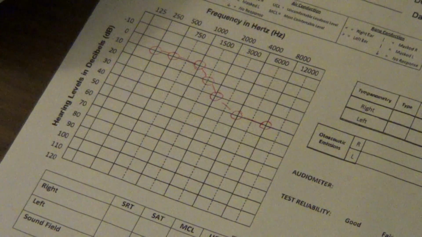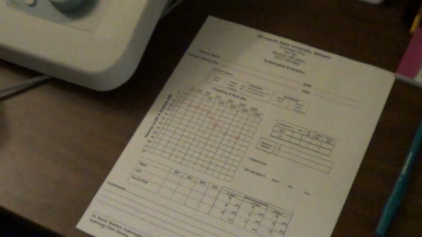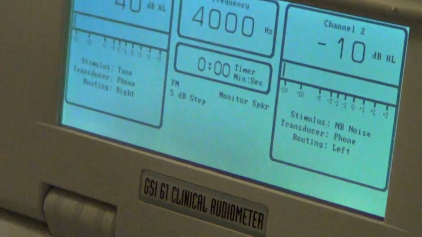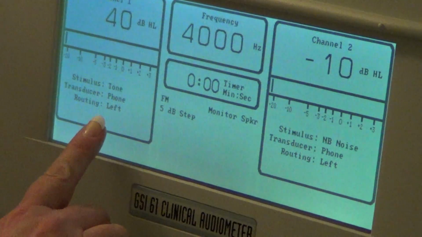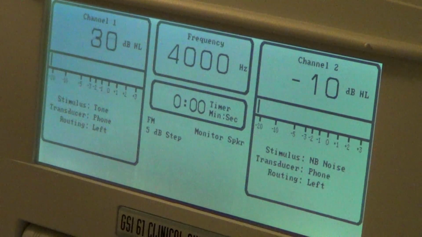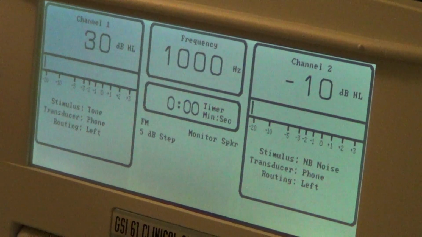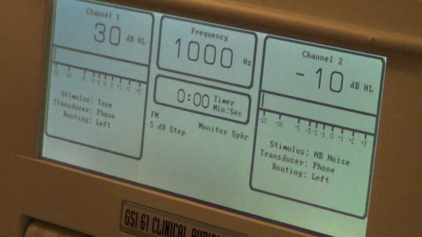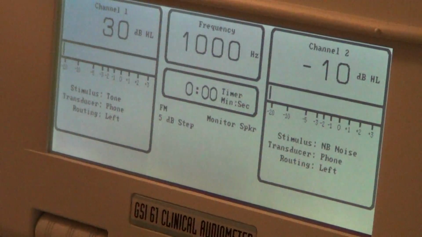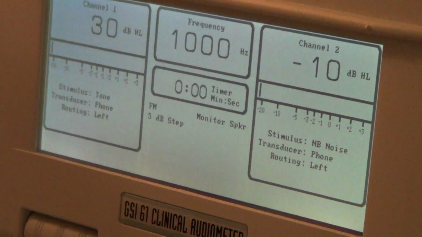So now I need to switch over to the left ear, and I do that over here on the audiometer. I need to switch it from the right ear to the left ear. I need to change this to 30 and change my frequency down to 1000 hertz. I usually let the patient know by speaking to them through the microphone that I'm going to switch ears so they know which ear they're listening for.